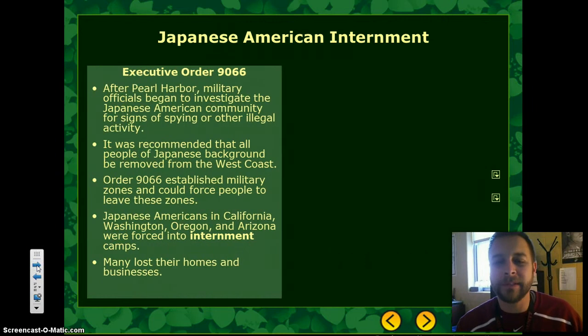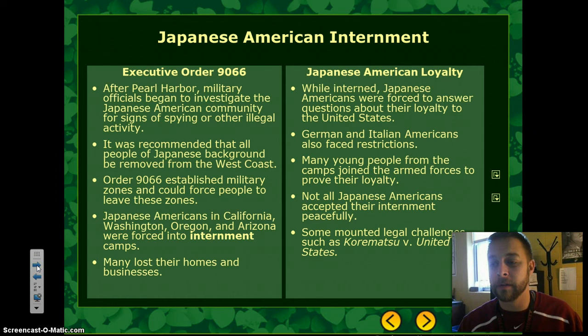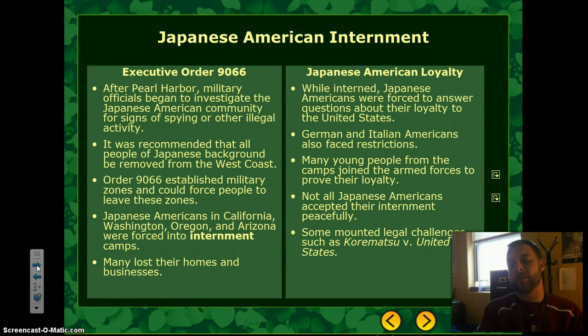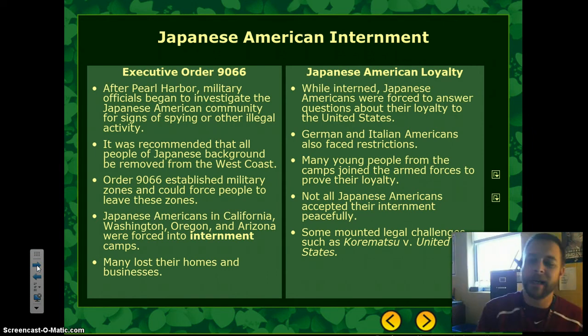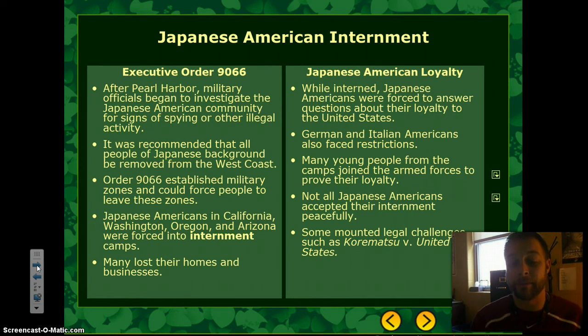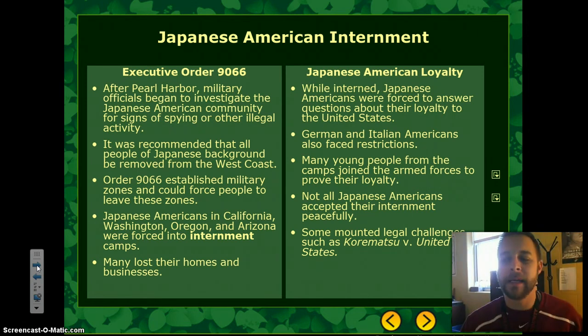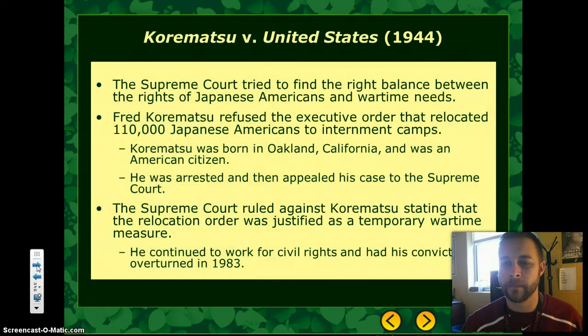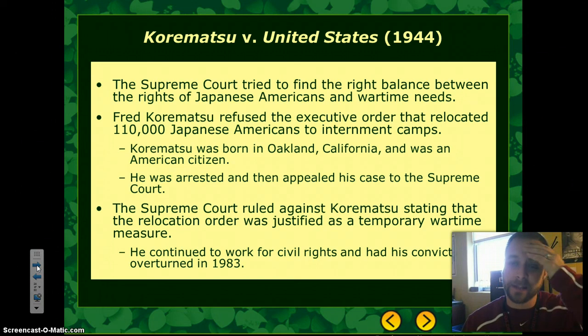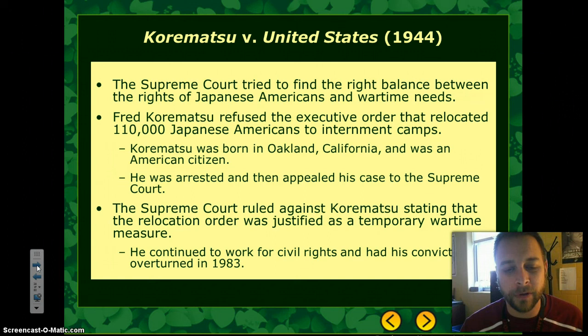All right, so Japanese Americans were involved, even though they were removed from the West Coast. They were basically removed from their homes, forced to leave their homes by the hundreds of thousands, over 100,000. And they're forced to answer questions about their loyalty to the United States, and they live in these internment camps, basically concentration camps. And even Germans and Italians didn't face as much discrimination as the Japanese did. Now, the Supreme Court did hear a case against it, but they ruled against the Japanese, saying that they had to go to concentration camps or internment camps, whatever you want to call them.